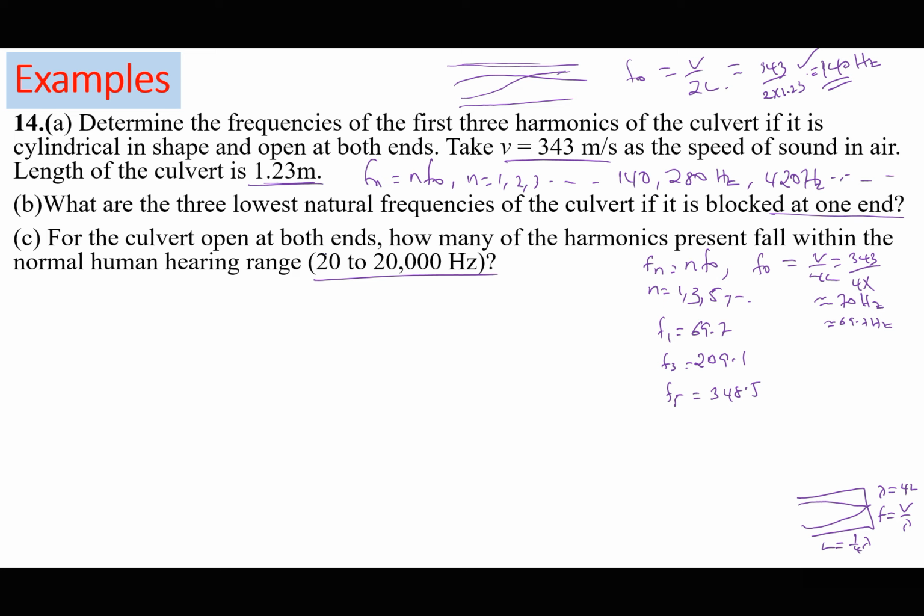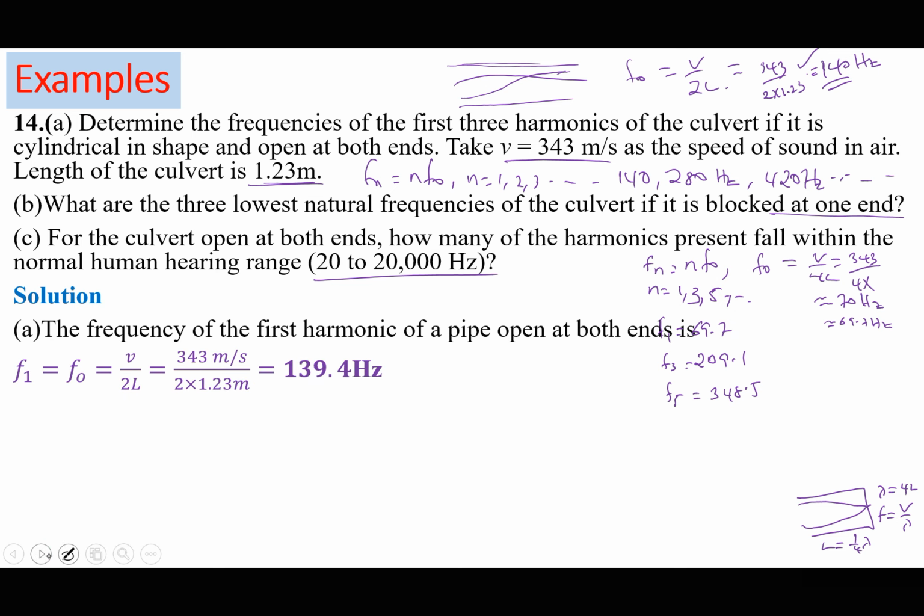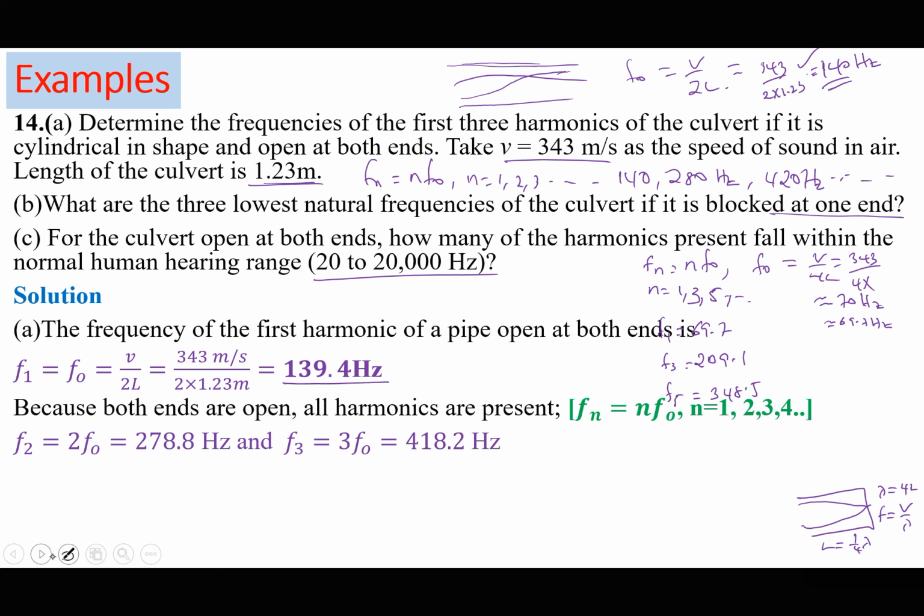Then for the culvert open at both ends, how many of the harmonics present fall within the normal human hearing range? Okay, I think I'll solve this on the next slide. So here I think this is easy. This is easy for us to see how we get the fundamental frequency and how we use the fundamental frequency to get the other frequencies for the open pipe. I think that one is easy for us.